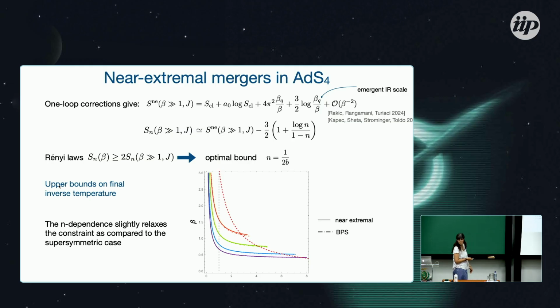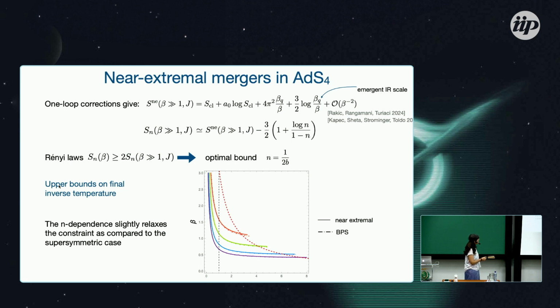Thanks. In view of the recent understanding of near-extremal mergers, one can also look at near-extremal black holes and their one-loop corrections to the partition function and thus to the entropy. One can look at the correction for Renyi entropies.